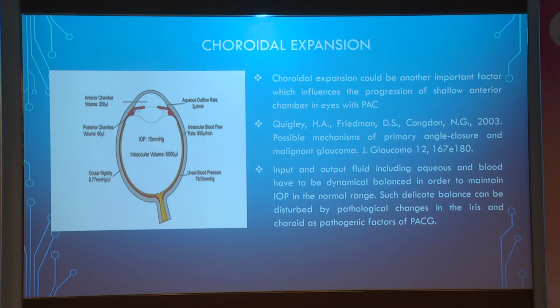So the input and output fluid, including aqueous and blood, have to be dynamically balanced in order to maintain IOP in the normal range. So such delicate balance can be disturbed by pathological changes in the iris and choroid as pathogenic factors of angle closure glaucoma.